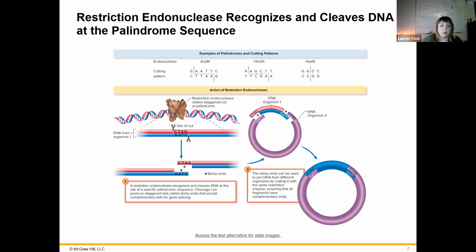This is a plasmid, where the purple represents the original plasmid here. And we have cut it with our restriction endonuclease. Oh, geez.